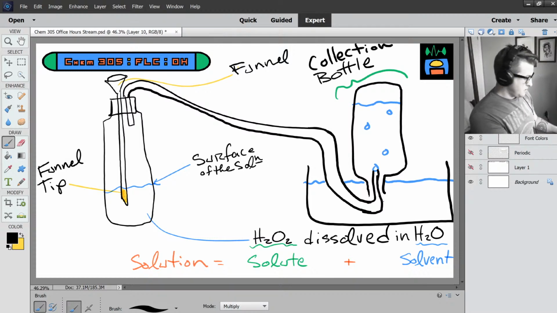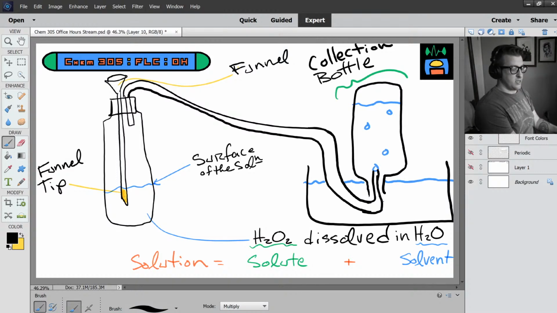And then, so if the tip of the funnel was above the surface, oxygen would escape. If the tip was above the surface, oxygen would escape up the funnel, or I should say, some oxygen would escape up the funnel, rather than going to the collection jar.